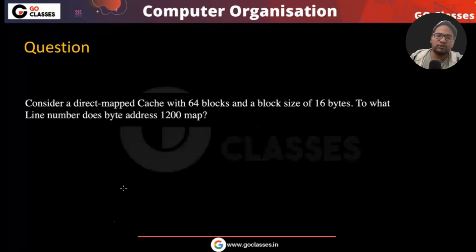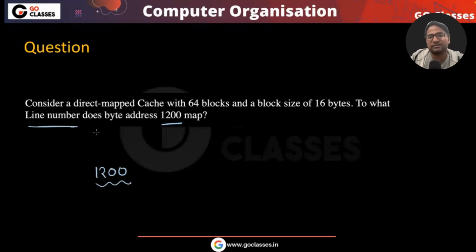Okay, let's see more questions because there are many questions that we want to solve. This is a very nice question. It will hit directly at the basics. If you can solve this question, I will be very happy. Can you try this question? Let me read it out. They are saying the cache has 64 blocks or 64 lines, and each block has 16 bytes. Given the byte number 1200, what line number does this byte address map to?